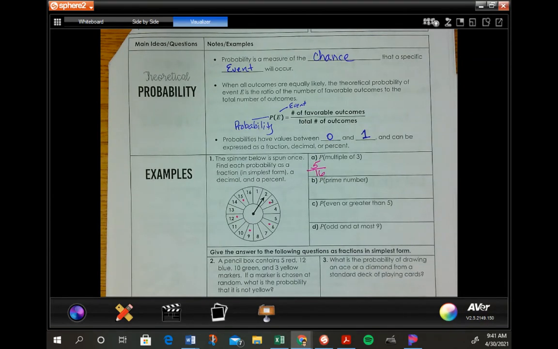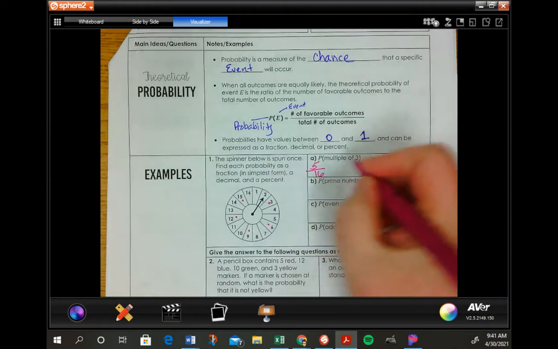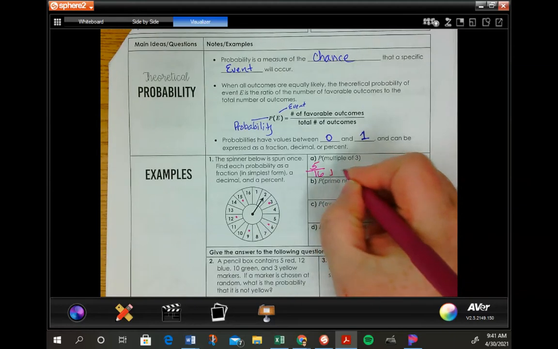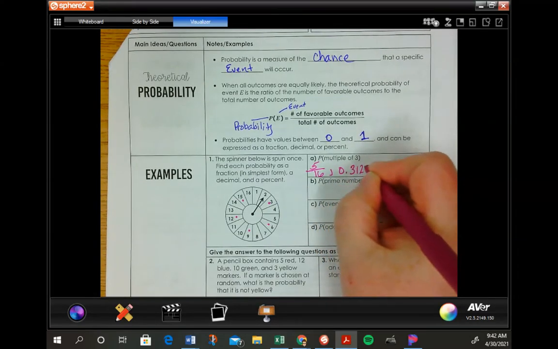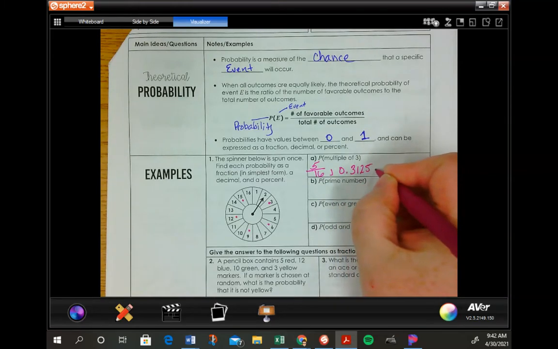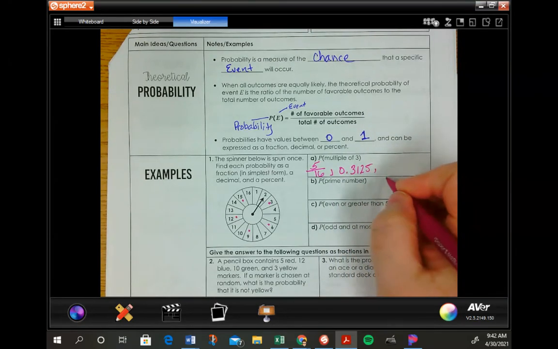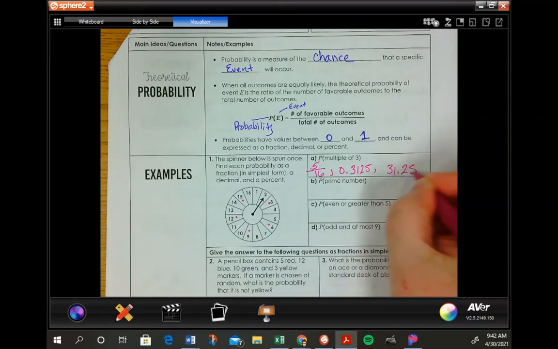So my total, I need to put into a decimal. Put in my handy dandy calculator, and I get 0.3125. And I changed it to a percent, sorry about that, to a percent by multiplying by 100. That would be 31.25%.